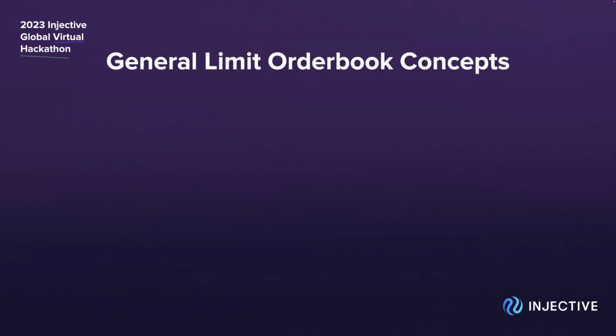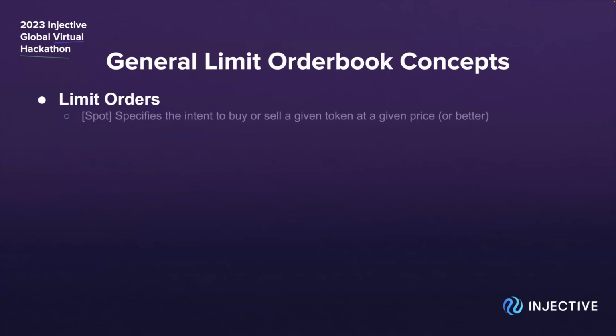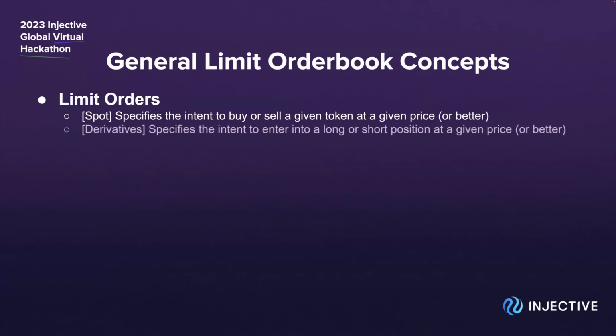So some concepts about limit order books in general first. Of course, there are limit orders in a limit order book. And for spots, when you create a limit order, it specifies the intent to buy or sell a given token at a given price or better. So, creating an order to buy one Bitcoin at $28,000 as an example.